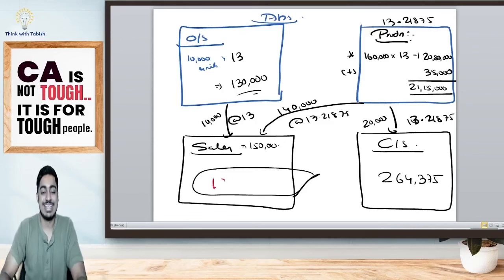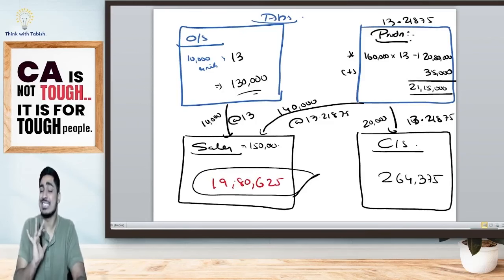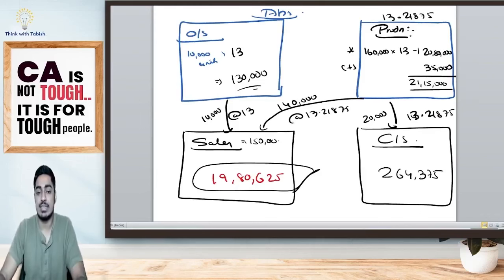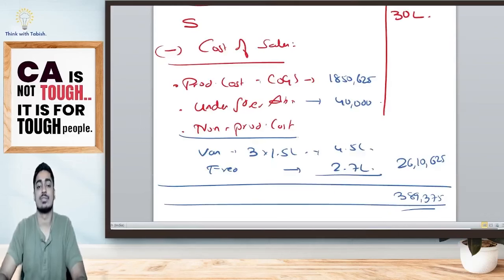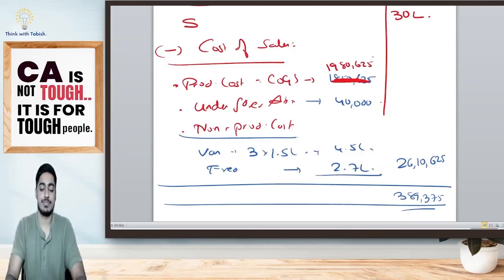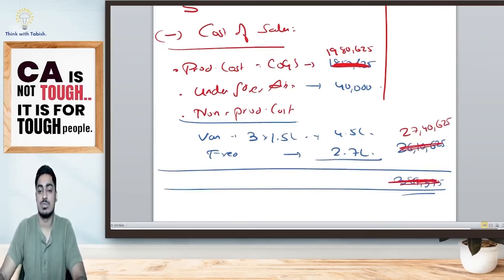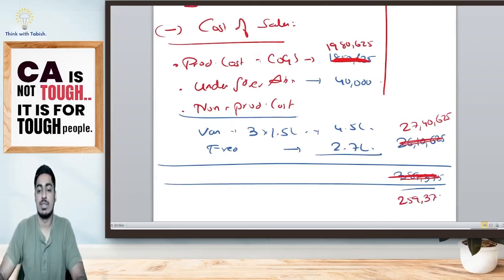Yes, it is 19 lakh 80,625 rupees. Is it clear? Just a calculation error. If you correct that, 19,80,625 plus 40,000 plus 4,50,000 plus 2,70,000 becomes 27,40,625. You reduce that from 30 lakh, it becomes 2,59,375. Yes or no? It becomes 2,59,375.